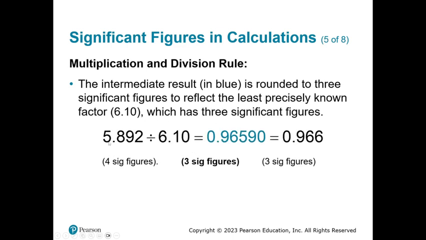Same thing here. Division and multiplication are the same. They're just kind of opposites. So we have 4 sig figs and 3 sig figs. We'll use all of our decimal places for the intermediate calculation, but we have 3 sig figs, so we'll go 1, 2, 3. This is the last digit we'll keep. 9 is greater than 5, so we'll round up to 0.966.